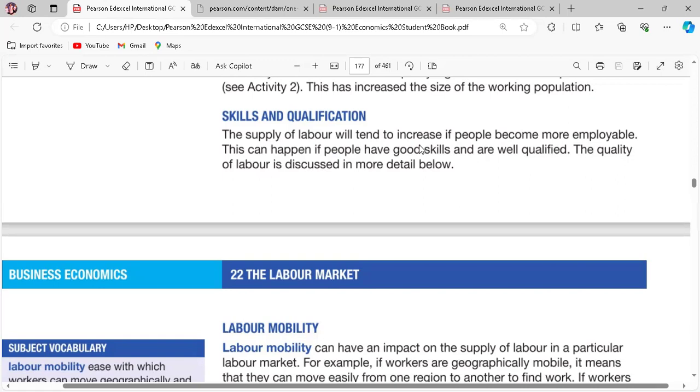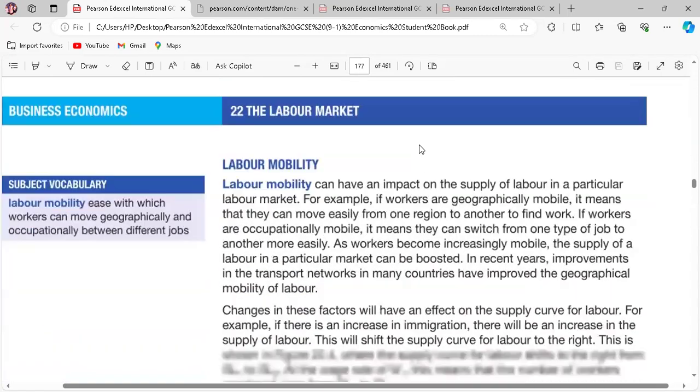And that will shift the supply curve for labor rightward from SL1 to SL2. I think the point is clear. Then the next one is labor mobility.